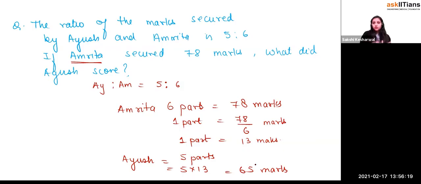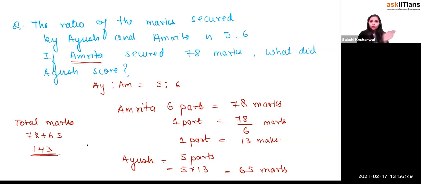So this is the marks of Ayush and this is the marks of Amrita. If you add these, this will be the total marks which is being divided between the two of them, right? So the total marks will be 78 plus 65, which is equals to 143, right? Yes or no? If you divide this by 11, you will get the same thing. You can just go back and get the answer, right? Okay.